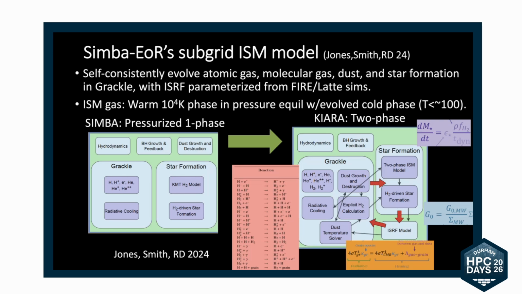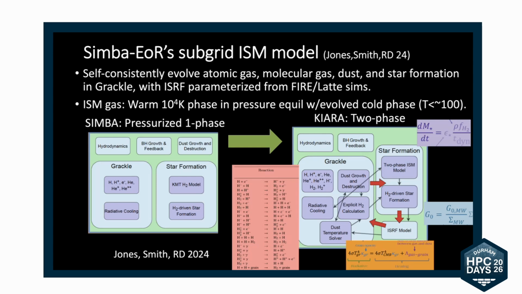So in the old code, like in Simba, which was already one of the more advanced codes at the time, we have essentially a pressurized one-phase interstellar medium. Each particle is sort of a smooth density at a given temperature. That temperature is pressurized to avoid artificial fragmentation. We had all kinds of things. We had an H2 model to create molecular gas, because molecular gas is what drives star formation. We had dust in there, right? We were one of the first to do that. That was all in there, but none of those things were talking to each other. Every single thing was basically tied back to the pressurized one phase.